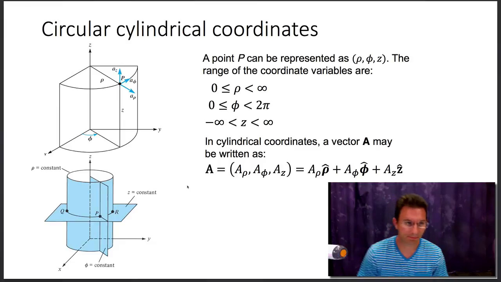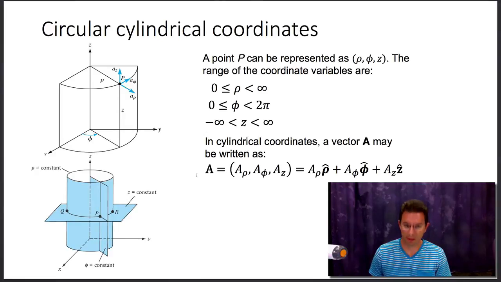Well, circular cylindrical coordinates, or just simply cylindrical coordinates, are also extremely useful. We can represent the same point P now as three different numbers in cylindrical coordinates: rho, phi, and z. The rho coordinate tells you how far the point is radially out from the z-axis. So this is the rho coordinate of this point P.